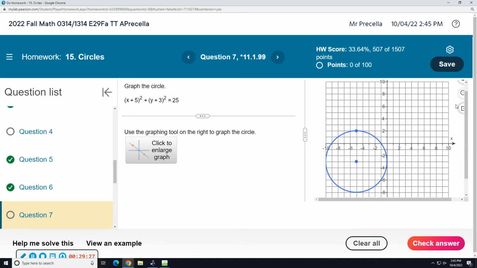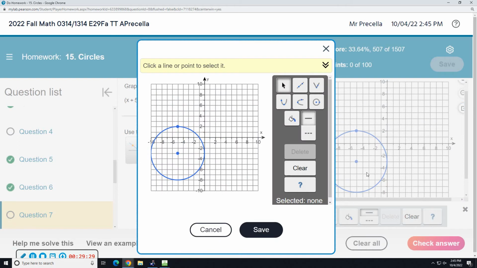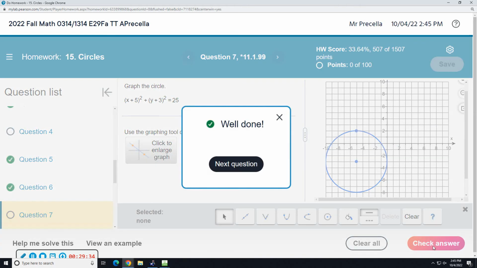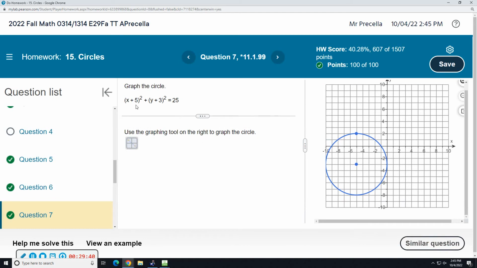Any of y'all pop these graphs out here? Oh, it's the same thing, isn't it? Check answer. Any questions? So at this point, you know how to find the center and radius if it's written with the parentheses. But no one's asked or wondered about that x plus 5 squared.